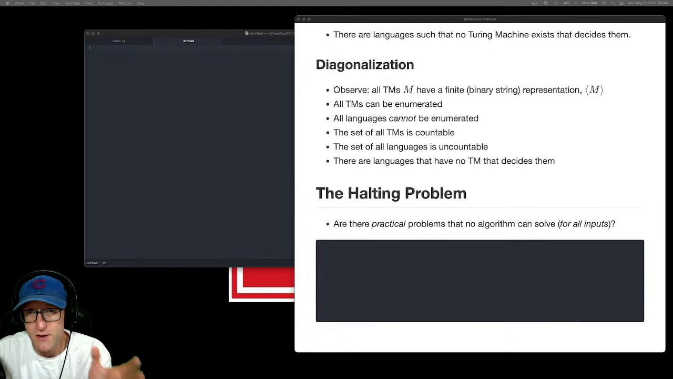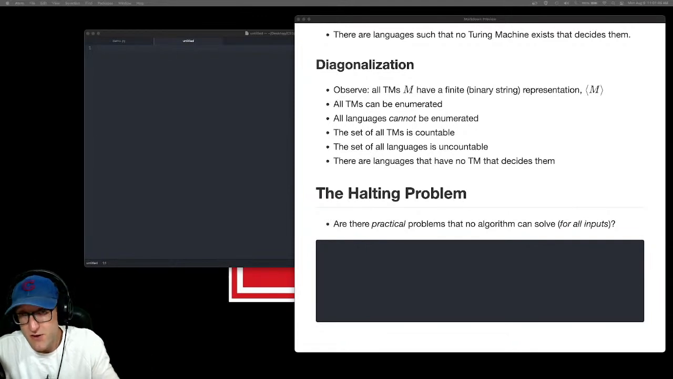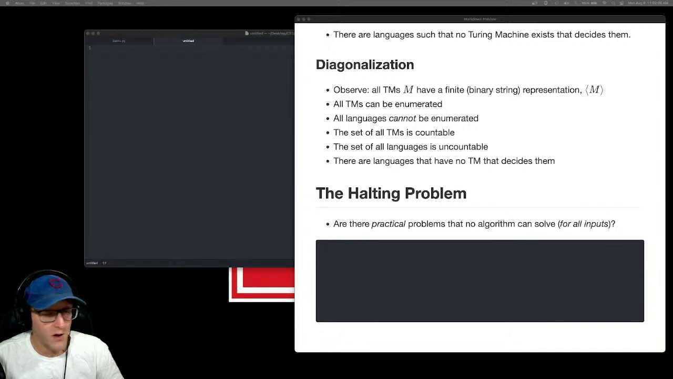But that is a non-constructive proof, meaning that we didn't actually construct an actual useful language. We did construct a language to diagonalize against, but what was that language? Who knows? It's non-constructive. It's not an actual language that we could come up with, because of course we were looking at a proof by contradiction. We were trying to reach a contradiction. So the question remains, are there practical problems that no algorithm can actually solve? In other words, for all inputs.